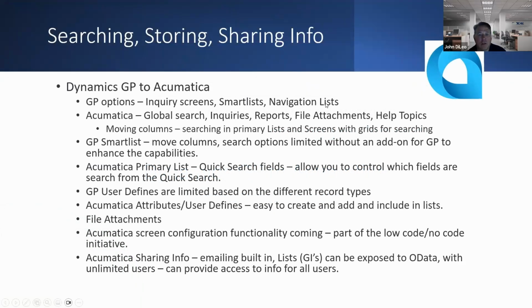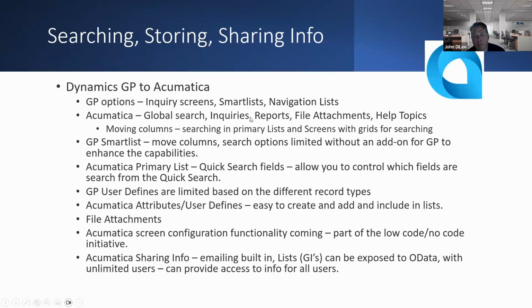Inquiry screen, smart list, navigation list, those are really your searching, storing, right? If I'm going to search for transactions, most people are going to go to a smart list and try and find it, or you can go to an inquiry screen and try and find it that way, but it's not easy, right? So you're really using smart list and navigation list most of the time to go find something that you're looking for. Again, Acumatica, you don't necessarily do that because you've got all these different capabilities.